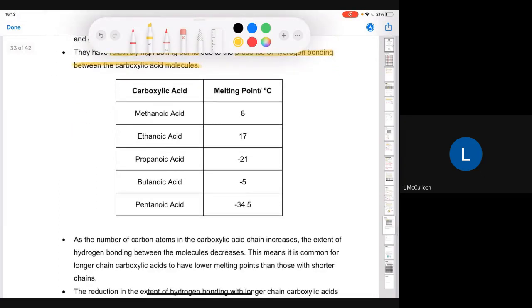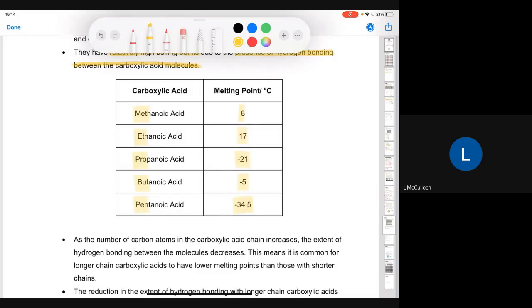Now, this is the bit that's very much new to Advanced Higher, and it's quite specific to carboxylic acids. Something that's quite strange with carboxylic acids is that as the number of carbon atoms in the chain increases, the melting point actually tends to decrease. The melting points are a little bit wacky with carboxylic acids.